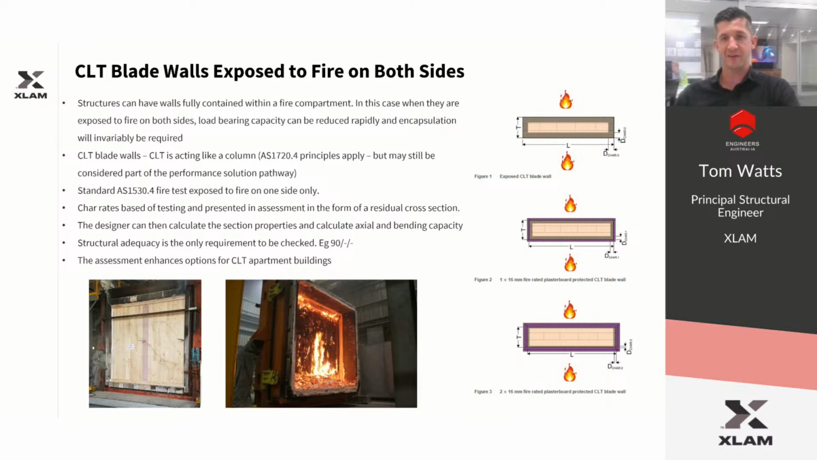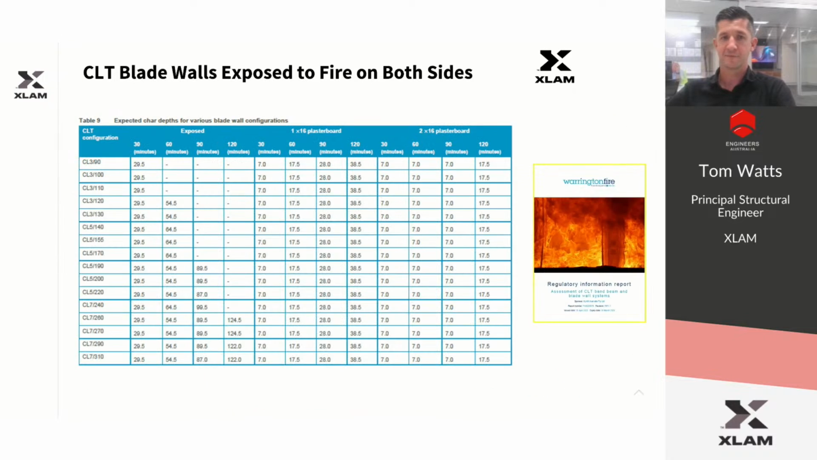And then we've published this data on char depth, and that allows designers to determine the residual cross-section and then look at the capacity of this wall acting as a blade wall. We think this is going to have some good applications for apartment buildings. Because it's not part of a compartment boundary, all you need to look at is the structural adequacy. Here's an example of the table that shows the residual sections after different periods of fire exposure, with either no plasterboard encapsulation, one layer or two layers of encapsulation.